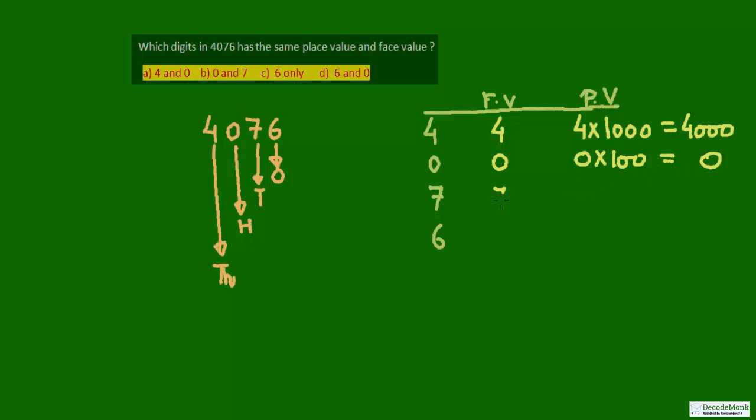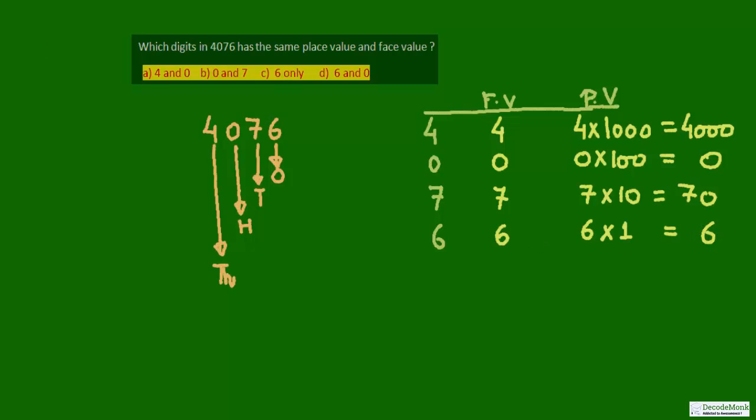The face value of 7 is again 7. Place value of 7 will be equal to 7 into the value of its place, that is tens, as 7 exists in tens place. So 7 into 10 is 70. Now the face value of 6, which exists in ones place, is equal to 6, and the place value of 6 will be equal to 6 into 1 is equal to 6.